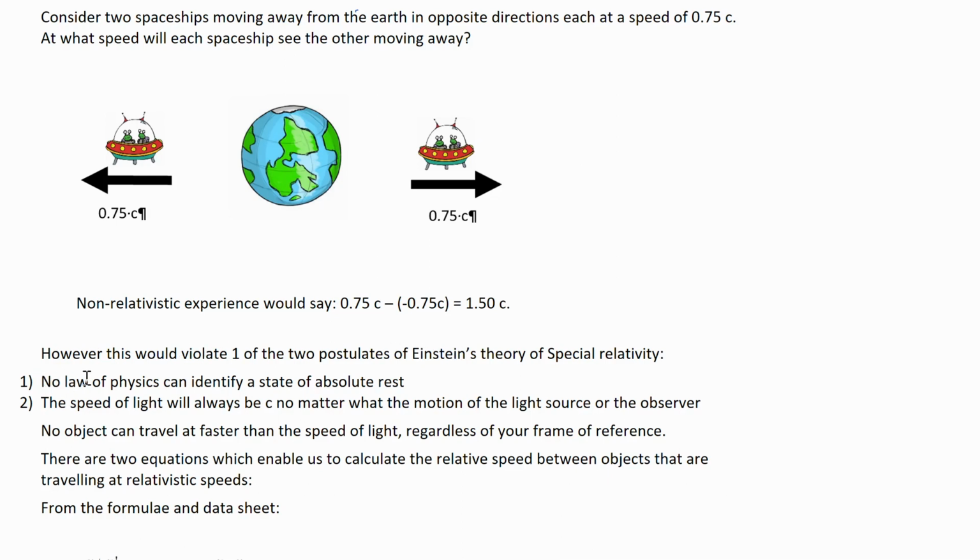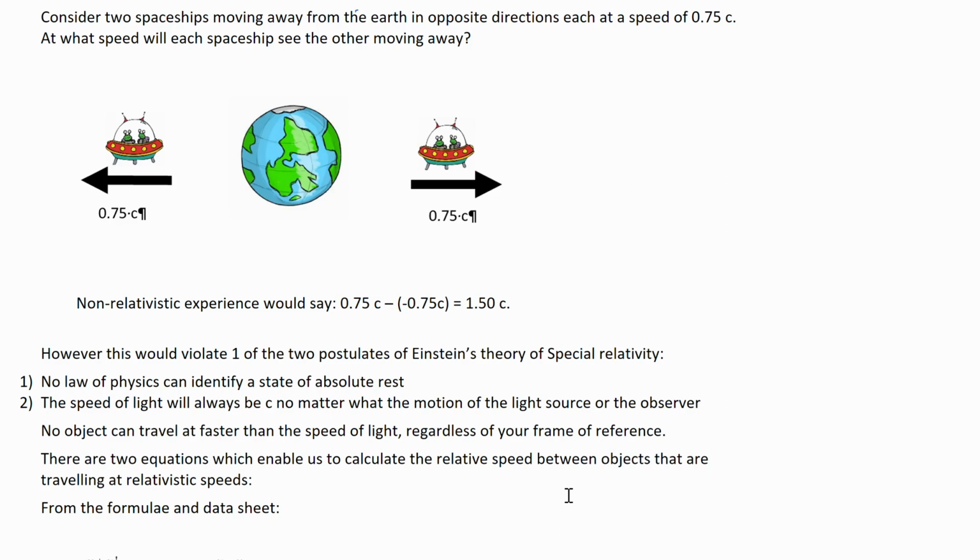So the first of the postulates is no law of physics can identify a state of absolute rest. That's not a problem. The speed of light will always be c no matter what the motion of the light source or the observer. No object can travel at faster than the speed of light regardless of your frame of reference. So that's going to be a problem.